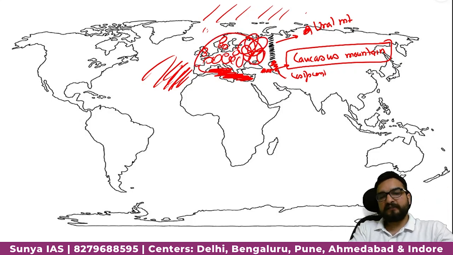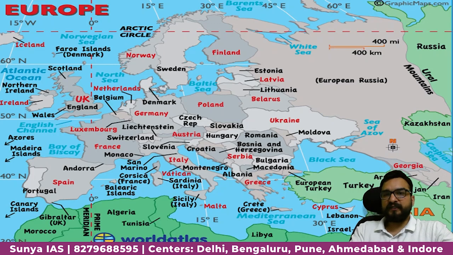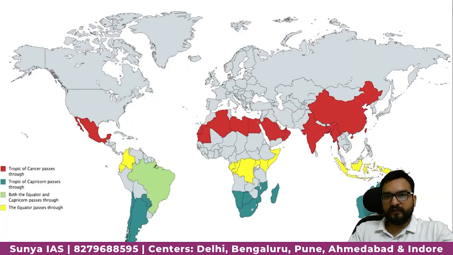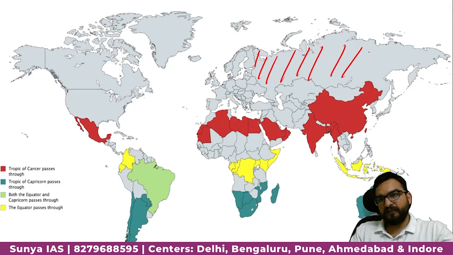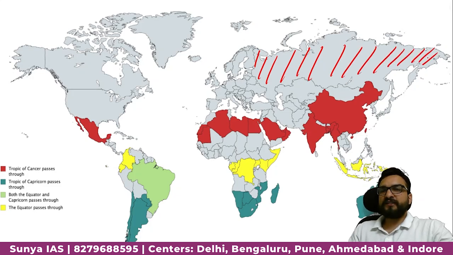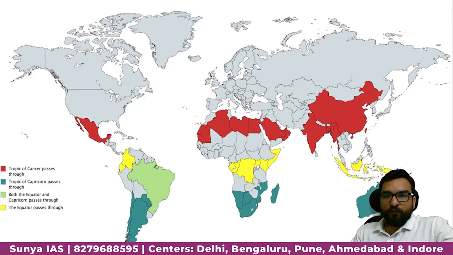Right? Let us see again. See in this particular map. I have told you that this is basically the whole Russia. And Russia, if you will see, Russia is this much bigger, guys. Over here, can you see this? This is Russia. But can you say this whole Russia is in Europe region? No.